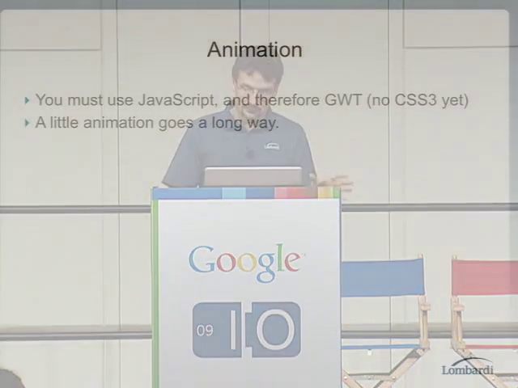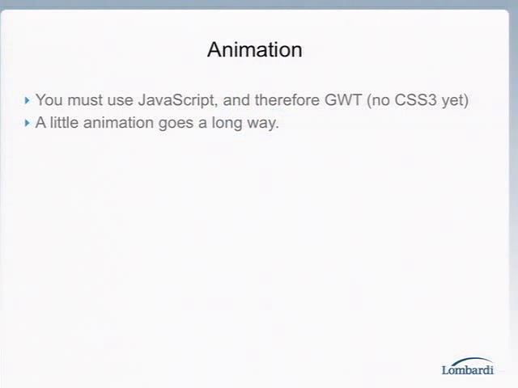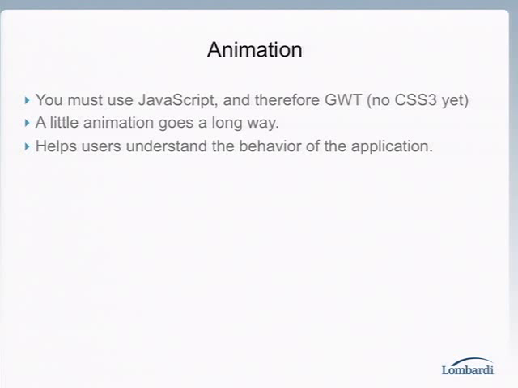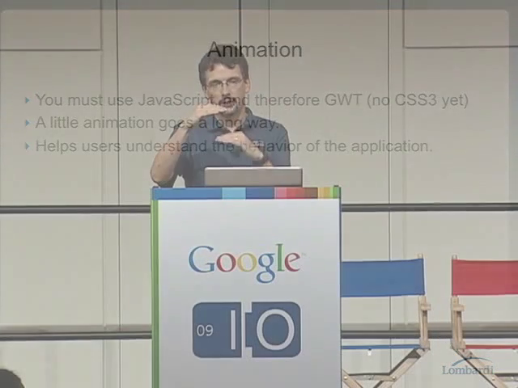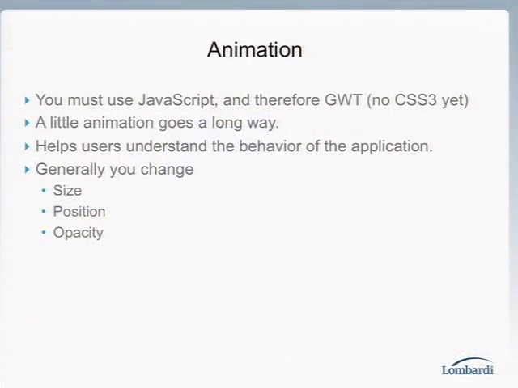A little animation goes a long way. Don't overdo it. We've overdone it in some cases and then had to take it out again. But it really does help users understand the behavior. If you click the delete button, and the row suddenly disappears, and the row above moves into its space, it doesn't look, especially if you've scrolled off the bottom of the screen, like anything has actually happened apart from the name changing. A bit of animation can help you understand what's actually going on. And generally, you're going to change the size, the position, or the opacity of elements.